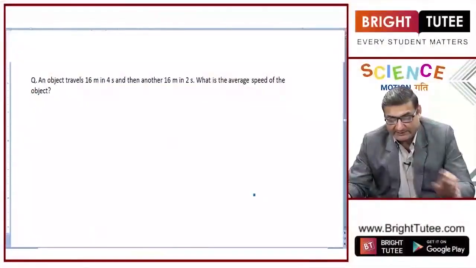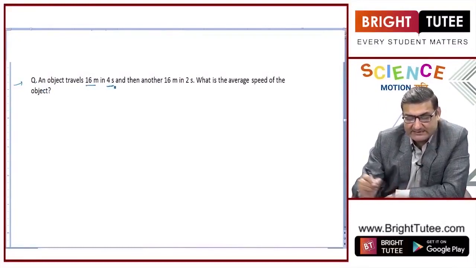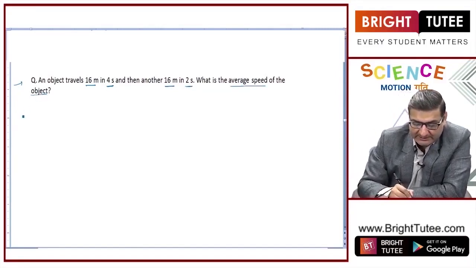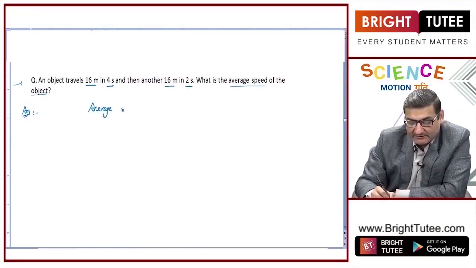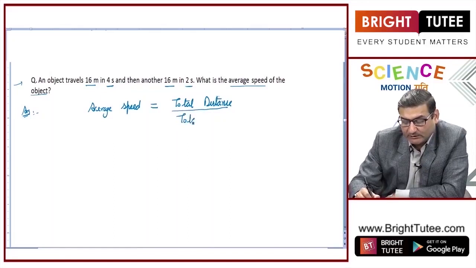Let us see. All right, the question that we will see over here is: an object travels 16 meters in 4 seconds, and then another 16 meters in 2 seconds. What is the average speed of the object? Now, I should know that the average speed of the object is equal to the total distance travelled by the object divided by the total time taken by the object to travel it.